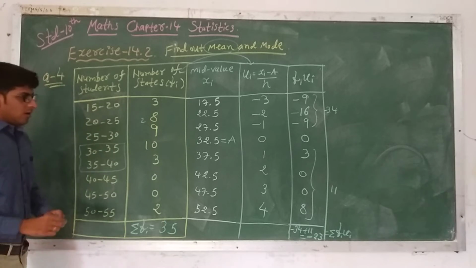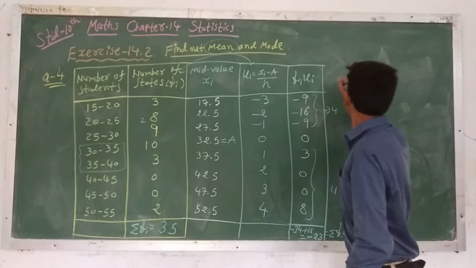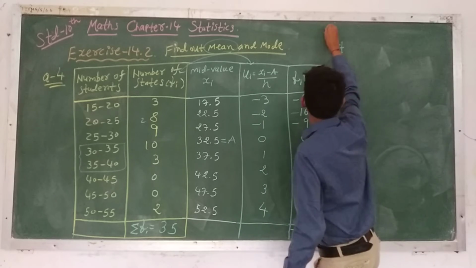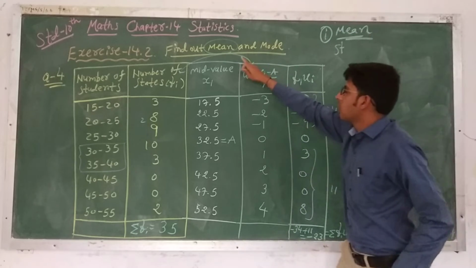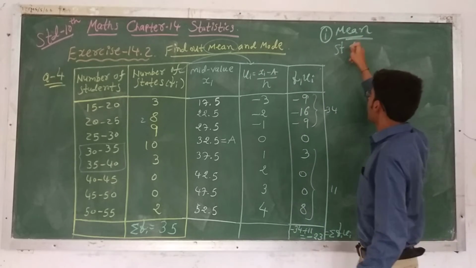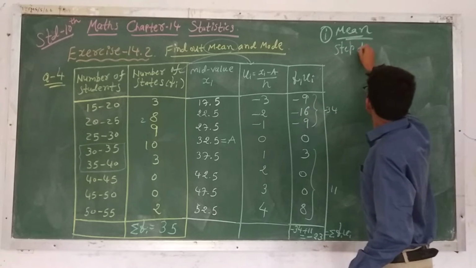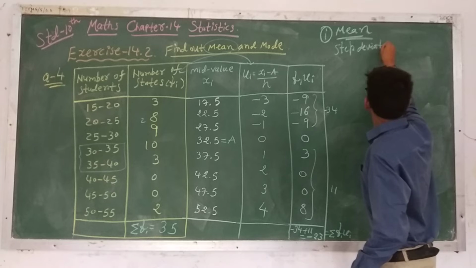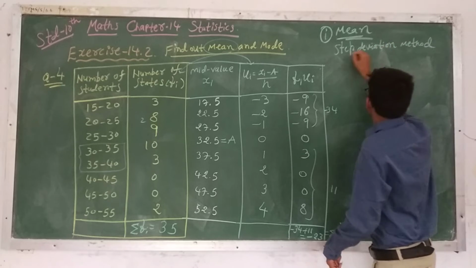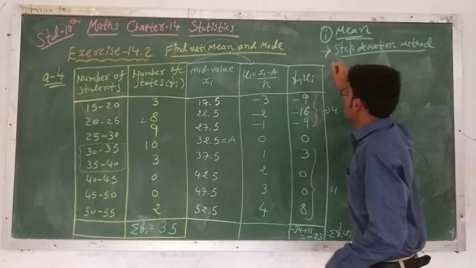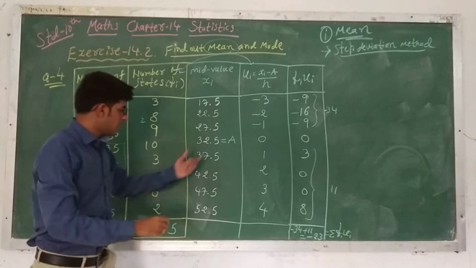Now we have to apply the step deviation method. We have to find the mean first, because we have to find both mean and mode. So first of all we find the mean by using the step deviation method. First of all we have to list out all the things: sigma fi, sigma fi a.